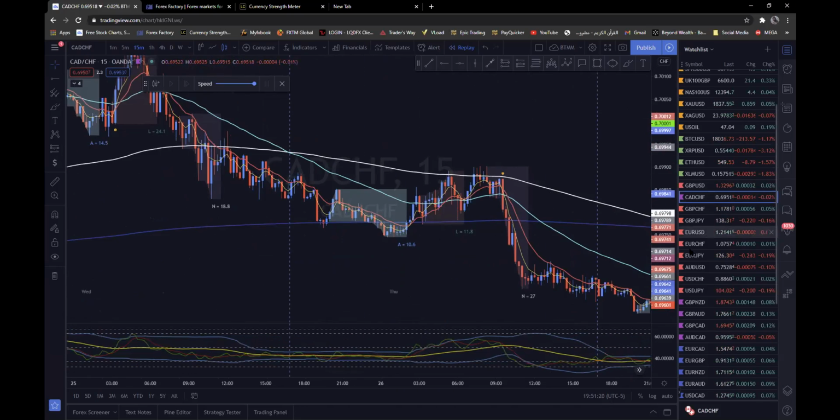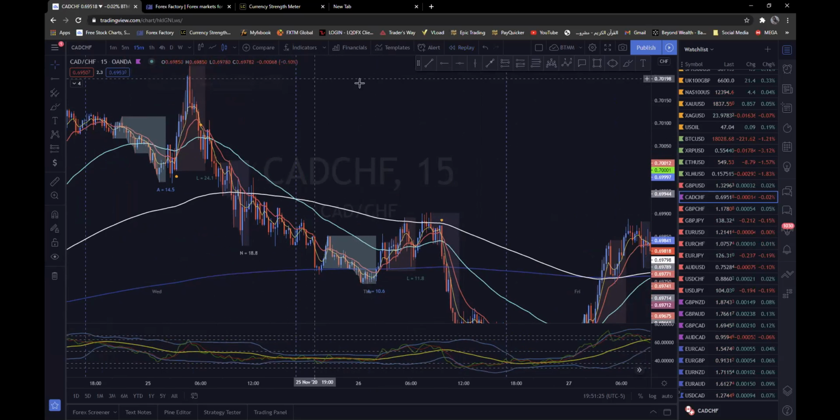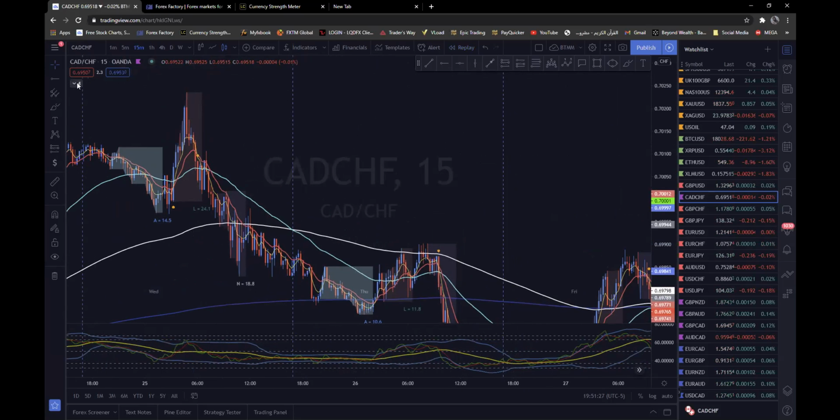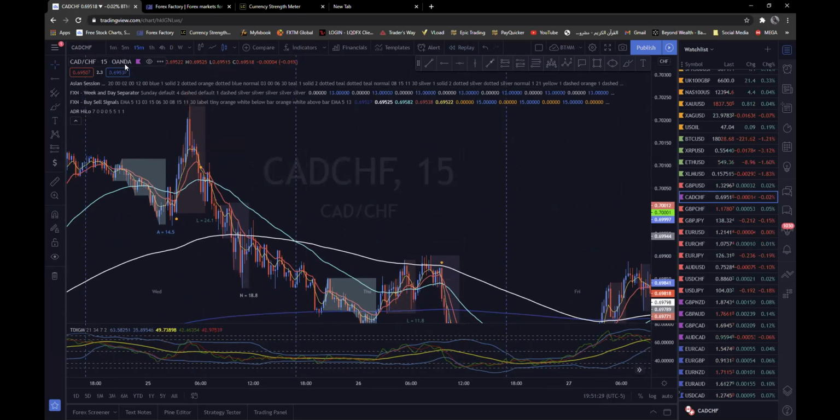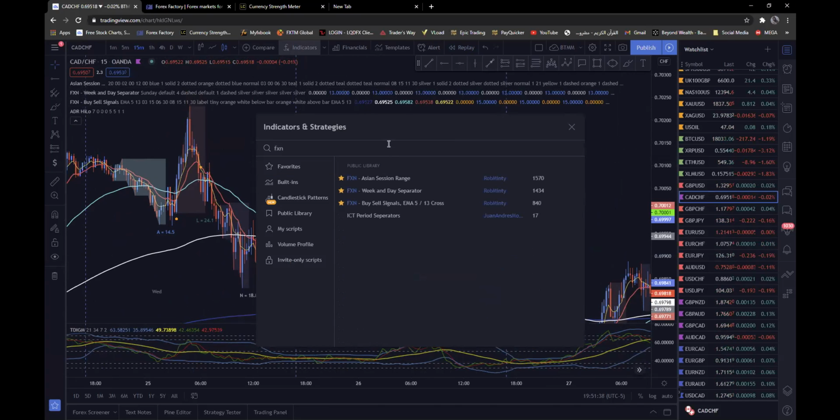All right. So somebody asked what indicators I'm using. So I'm going to show you guys the indicators that I use. For the Asian range, basically all the indicators that I use, when you go to your indicators, what you want to type in is FXN, right? FXN, and then just put all these three in there. This one, the Asian range, the weekend day separator, buy sell signal, 5 and 13 EMA.